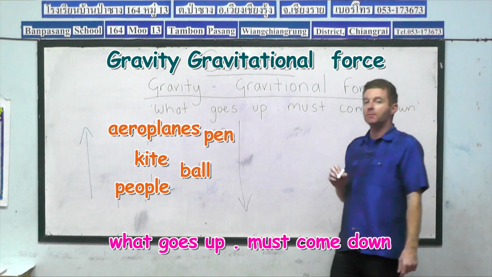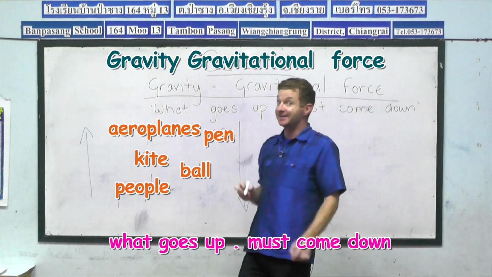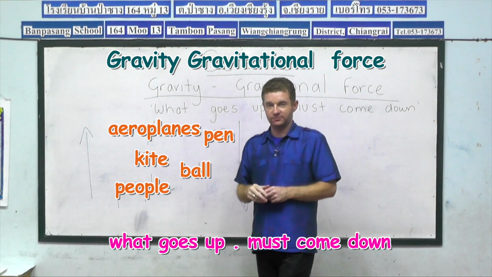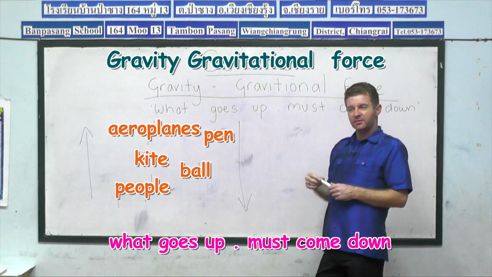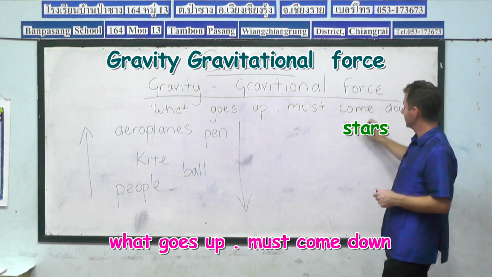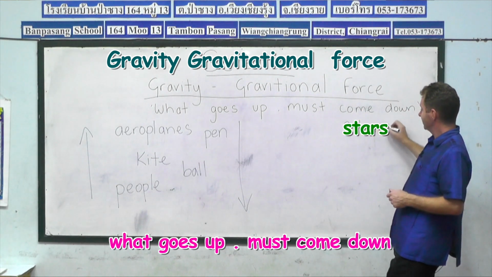But who can tell me of some objects they can see in the sky that don't come down? Stars. Do stars come down to Earth? No. Stars stay in the sky. Anything else?